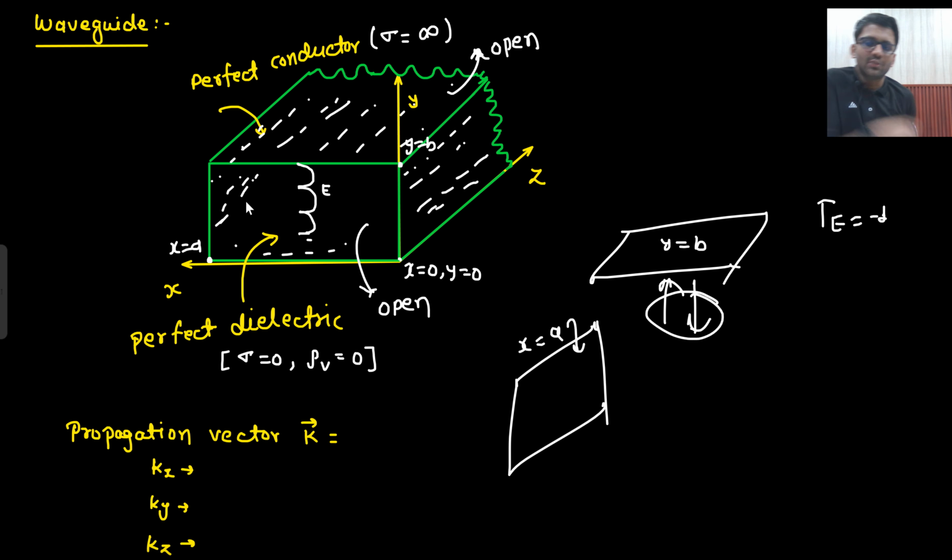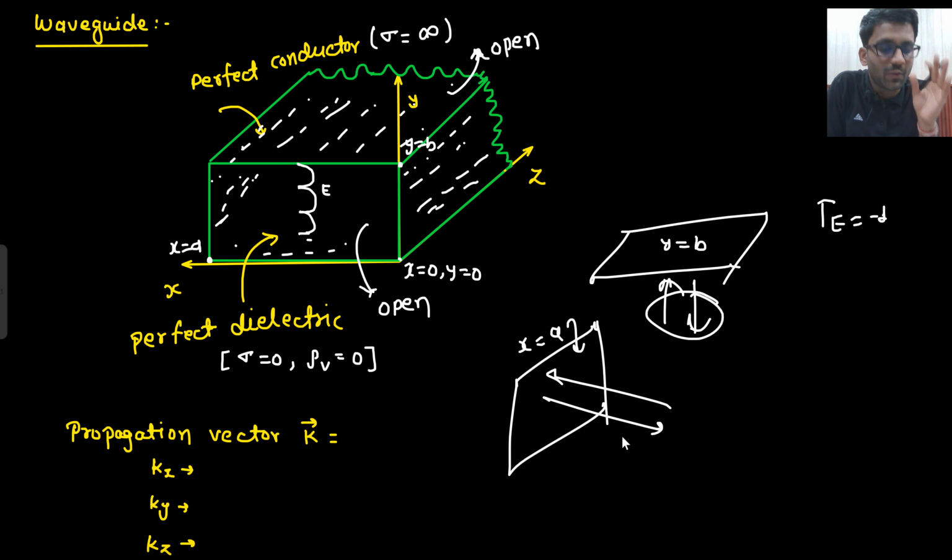Okay. So there is an x equals a plane. Now the wave will come and strike this x equals a plane. What will happen? It will be reflected back, and the incident and reflected waves combined will make the standing wave pattern. Are you getting this point? They will make the standing wave pattern.